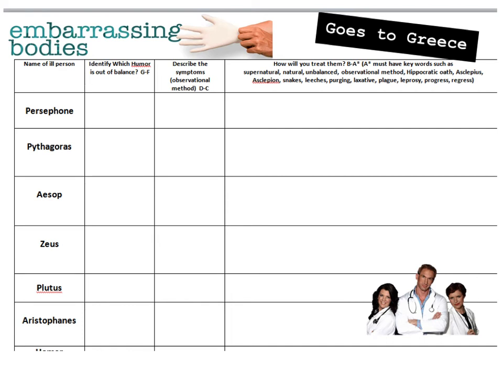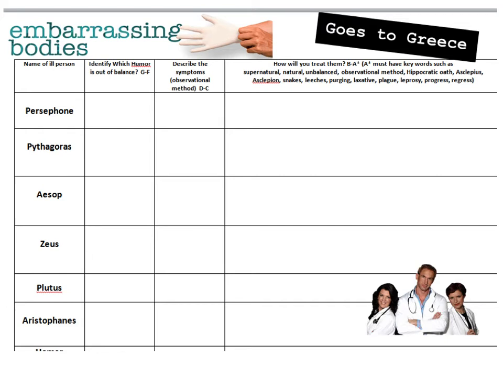Now, for the rest of this lesson, we are going to be doing Greek embarrassing bodies. So, you have a whole set of different individuals with an illness. You need to identify which humour is out of balance. You need to describe the symptoms that they are suffering, and you need to explain how you would treat them.